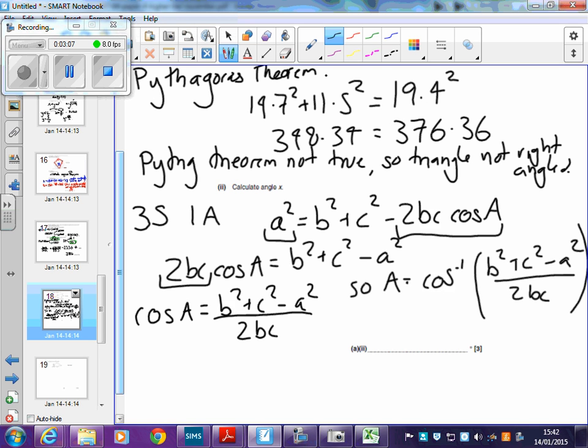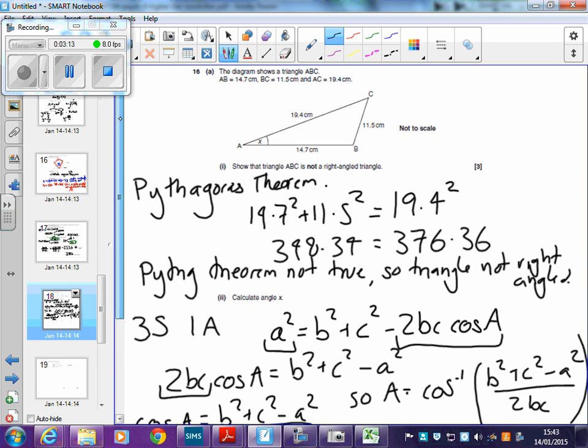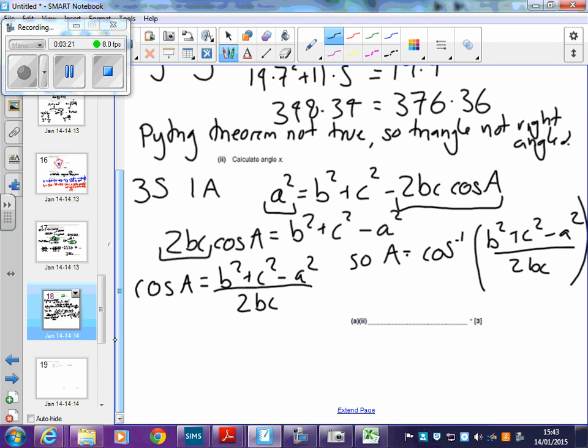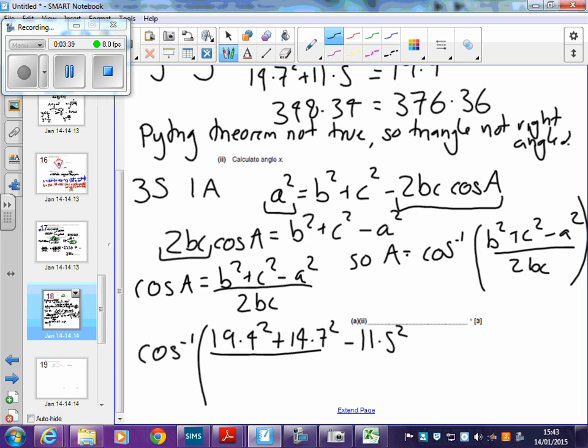Chuck in your numbers. You just need to make sure that the a is opposite your angle A. So for this one, the a has to be that 11.5. The b and the c you could have either way around, and it doesn't really matter. So that means I'm going to have cos minus 1 of b squared. I'm going to have b be my 19.4, so 19.4 squared, plus my c squared, which is 14.7 squared, minus a squared, which was 11.5 squared, all over 2bc, which is 2 times 19.4 times 14.7.